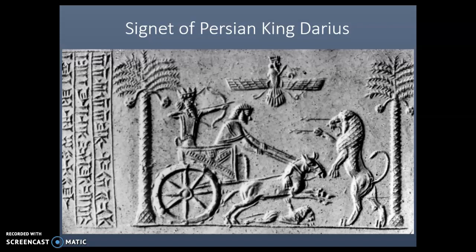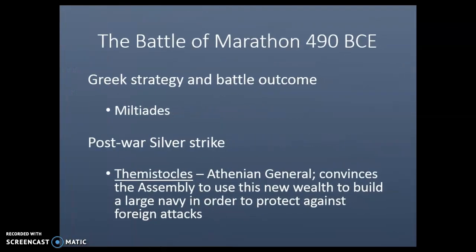This is his signet. A signet is like a symbol, the royal symbol. You would press this in wax, that sort of thing. And you can see it's the Persian king as warrior, defeating a mighty lion. You can see the Zoroastrian symbol up here, and you can see the writing, which is, in many ways, at this point, sort of an evolved form of, all the way back to cuneiform.